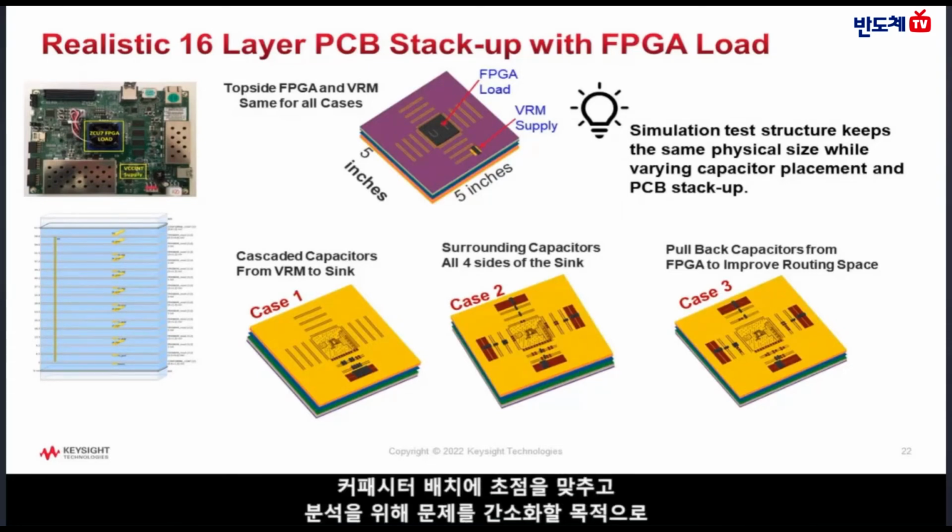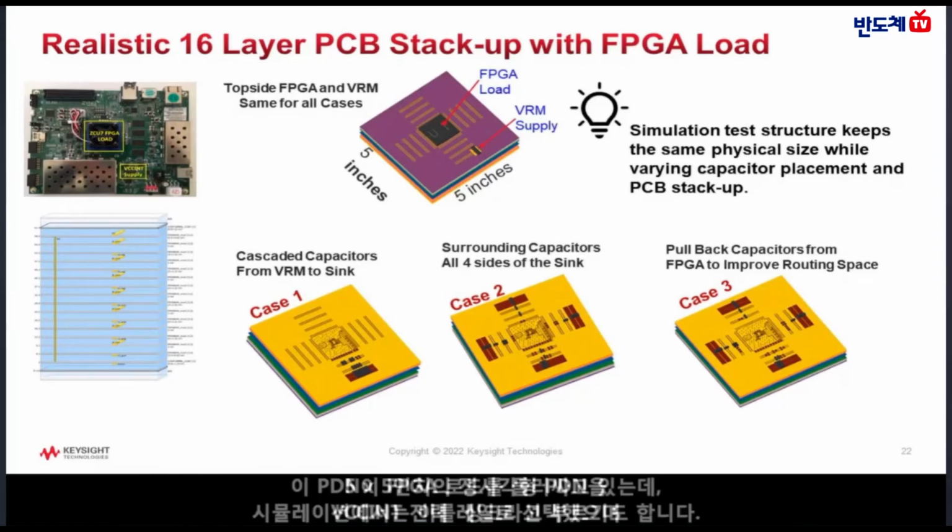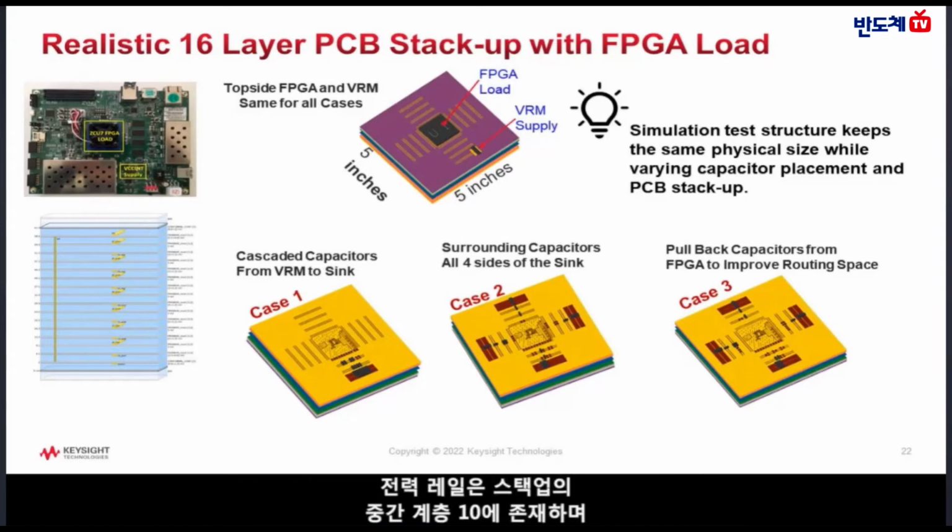To focus on the capacitor placement and simplify the problem for analysis, a 5 by 5 inch square printed power delivery network was chosen for the VCC power rail surrounding the FPGA load, or sink as it is often called in simulation. The power rail is on the middle layer 10 of the stack-up, and the VRM power connection is located on one edge of the PCB.